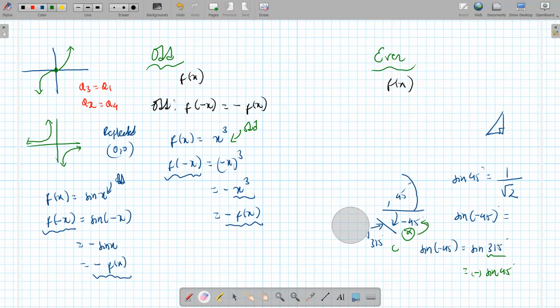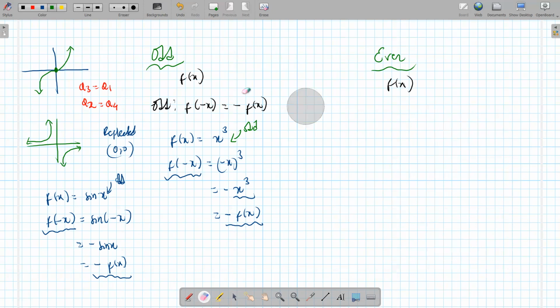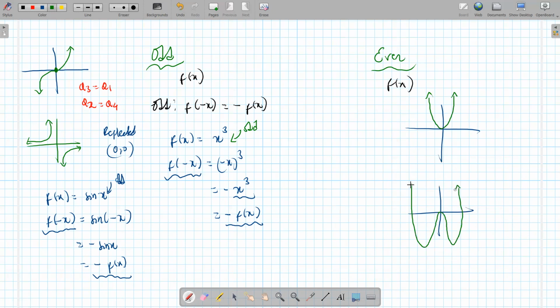What about even functions? Even functions are something like this. It's going to be perfectly reflected on the y-axis, like this. Perfectly reflected on the y-axis. Cosine x is an example of this. Cosine x looks like this.